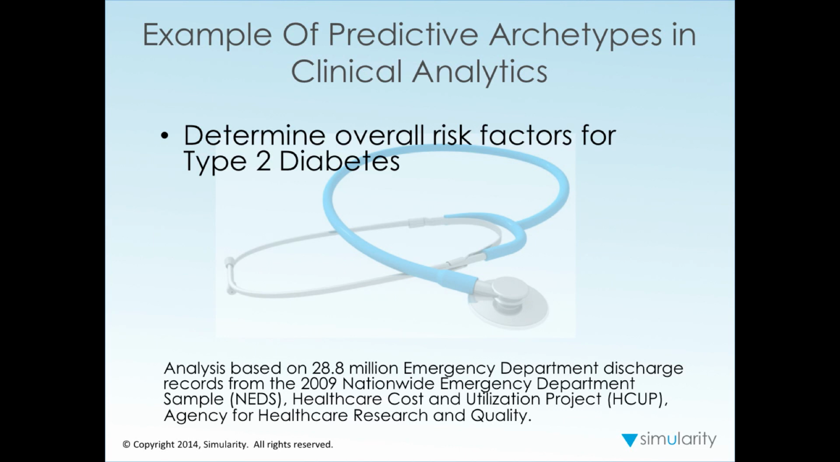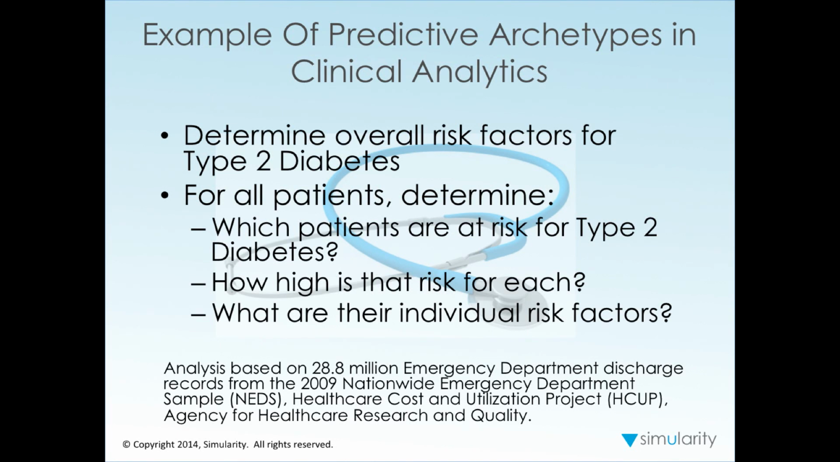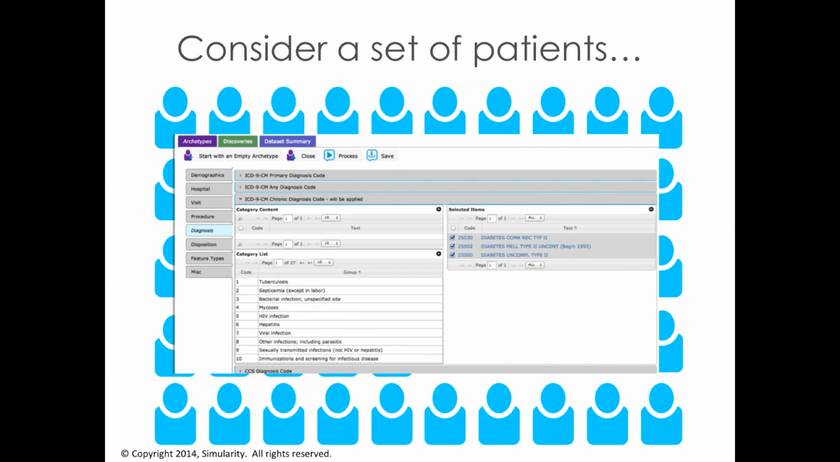We're going to use an example with some healthcare data. This is based on 28.8 million emergency department visits from the HCUP government. And let's say we want to look at overall risk factors for type 2 diabetes. Then for the patients that we have, we want to determine which patients are at risk for type 2 diabetes, how high is that risk, and what are their individual risk factors. So we've built a UI here, so it's basically point and click, and you can just enter the ICD-9 diagnosis codes for type 2 diabetes, and then it's as simple as clicking on process here to create the predictive archetype.